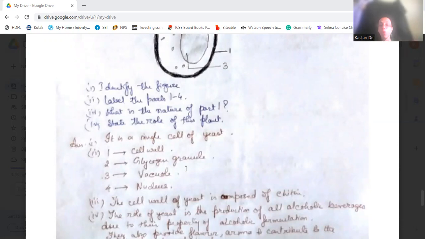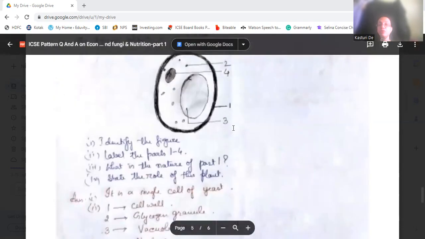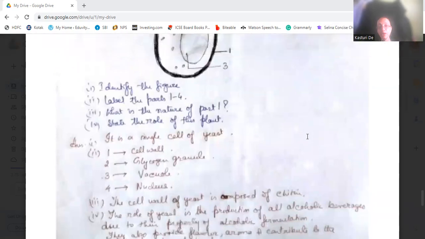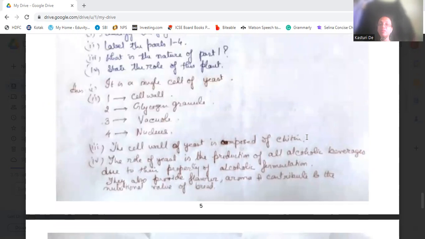First is the cell wall. Second is the glycogen granules. These are present in the cytoplasm. This large structure, third one is the vacuole, and the fourth one is the nucleus. What is the nature of part one? The cell wall of yeast is composed of chitin.